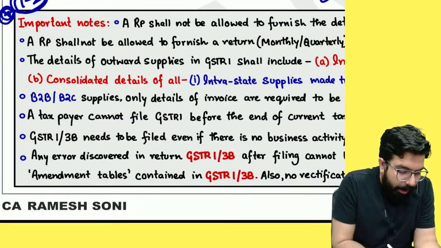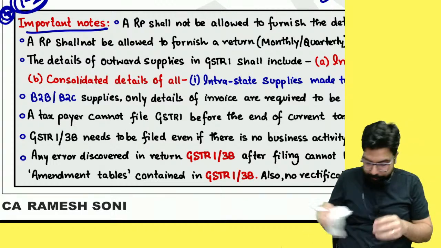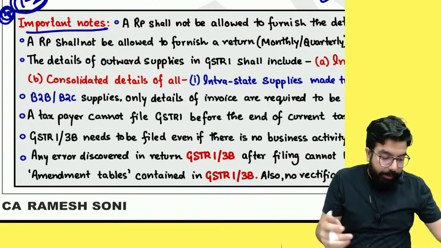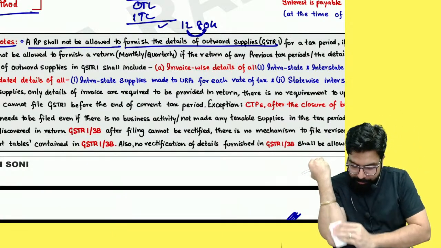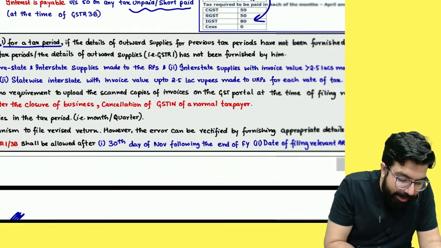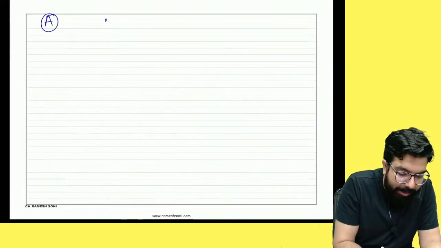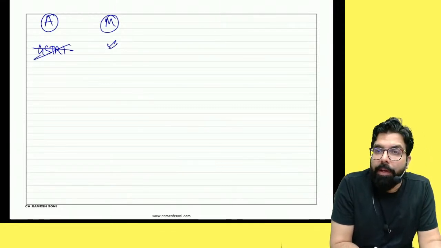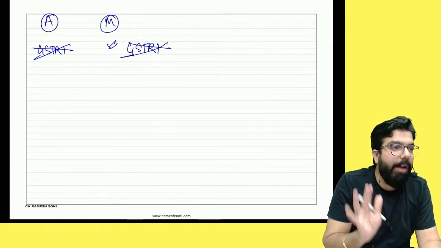Listen. Number 1. A registered person shall not be allowed to furnish the details of outward supply in GSTR1 if details of outward supply of previous tax period have not been furnished. People, tell me one thing. This is April, this is the month of May. Here I have not filed GSTR1. Can I file next GSTR1? Remember, last GSTR1 not filed, next GSTR1 not allowed. Can I go ahead, everyone?